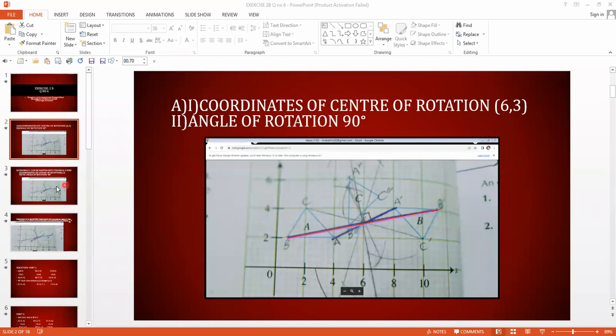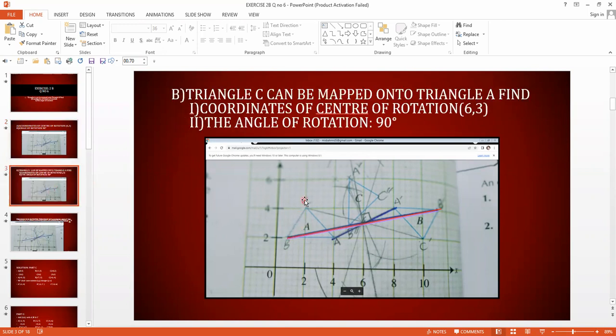Clear? Now we come to the second part, B. According to part B, they are saying triangle C can be mapped onto triangle A. Now triangle C is mapped onto triangle A in part B. We have already drawn the line of A and A prime. We already drew the perpendicular bisector of A and A prime. Now we come to this point, C and C prime.